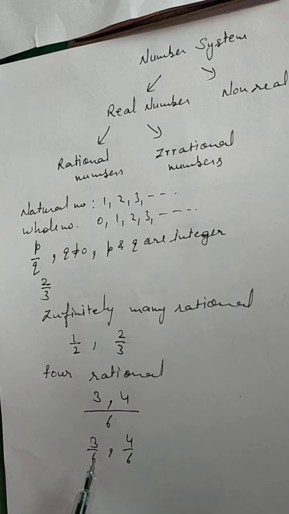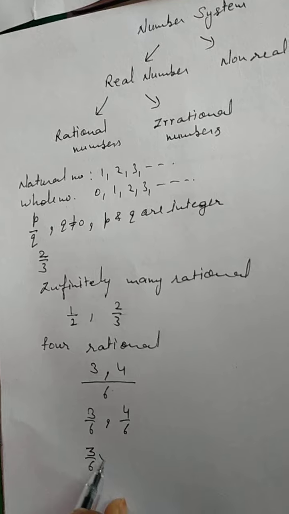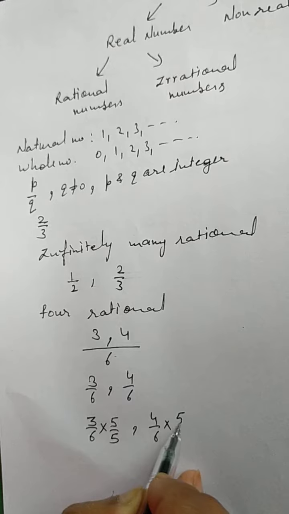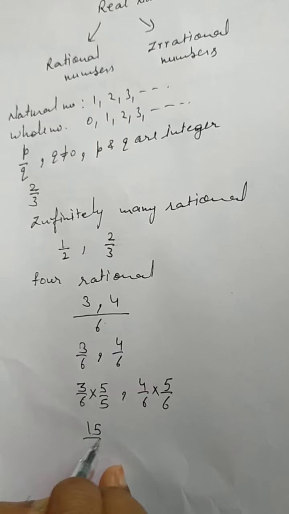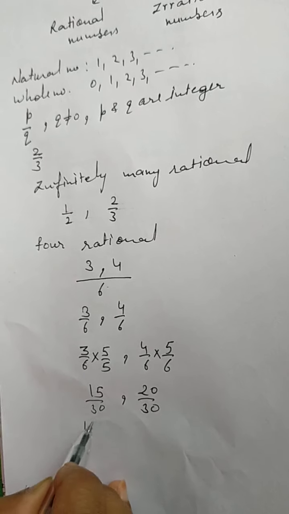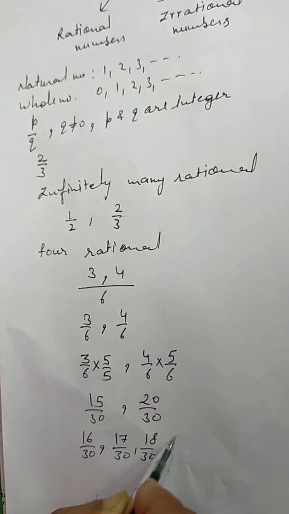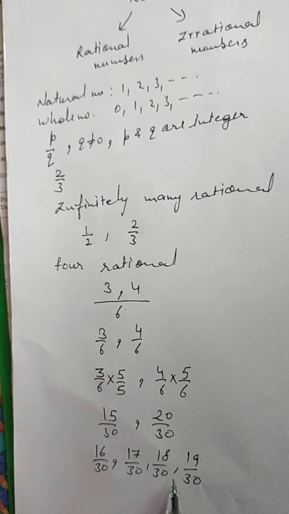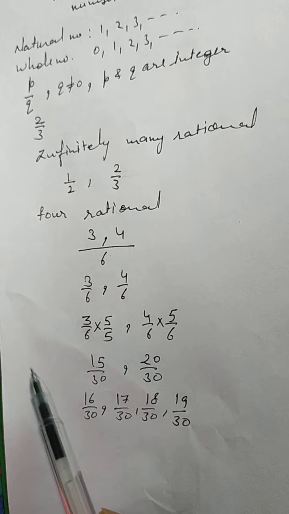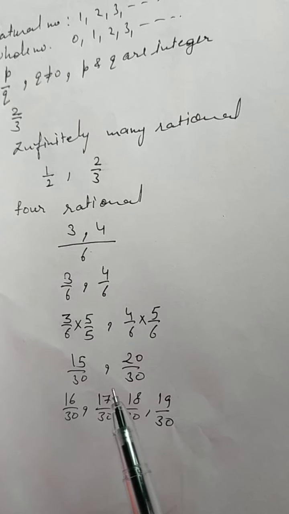Now between 3 by 6 and 4 by 6, we have to find 4 rational numbers. So we will multiply numerator and denominator both by 5. Then it will be 15 upon 30 and 20 upon 30. Between 15 and 20 there are 16 by 30, 17 by 30, 18 by 30 and 19 by 30, rational numbers between 3 by 6 and 4 by 6. Any 4 rational numbers. Like this we can find any number of rational numbers between two given rational numbers.